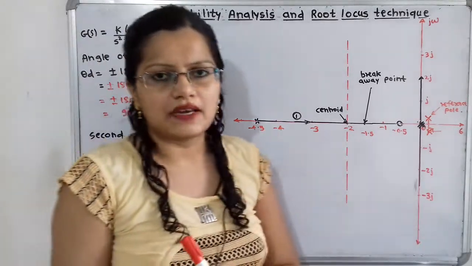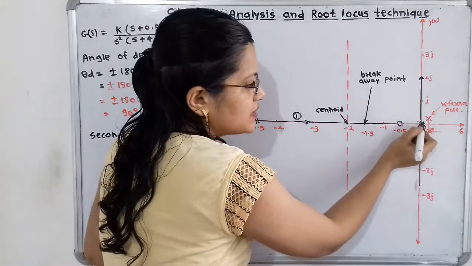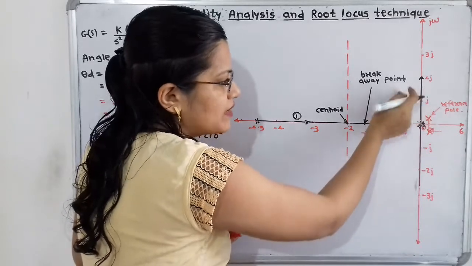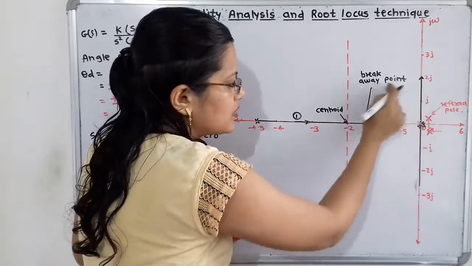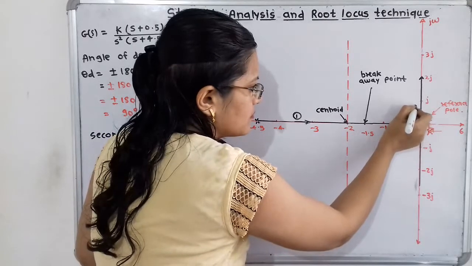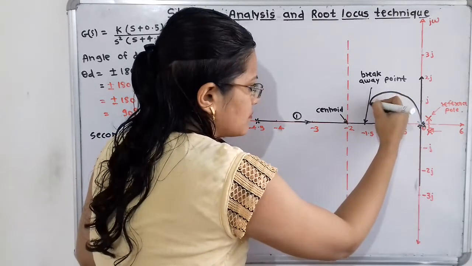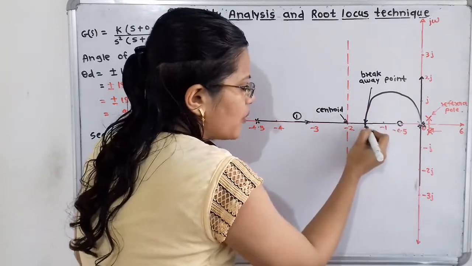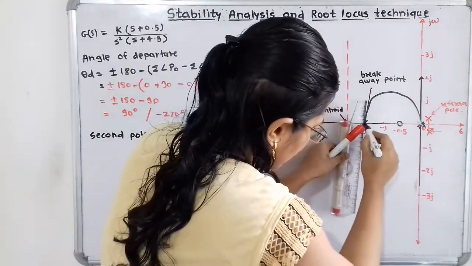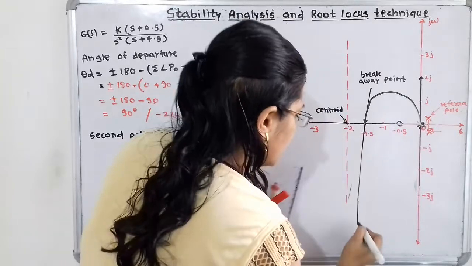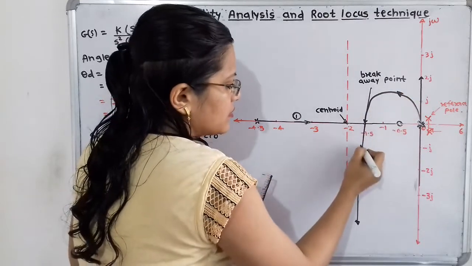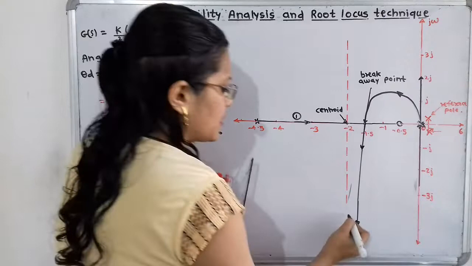Now we will draw second branch. So second branch is from the poles which are repeated at 0. So I will draw here one branch that will move along this angle of departure, that is 90 degree, and then move towards the breakaway point and then move along the asymptote. And then from this point it will move towards the infinity along asymptote. Now we have to show direction also. So direction, it will originate from this pole and then here. Then we will move for the third branch. So this is the second branch.